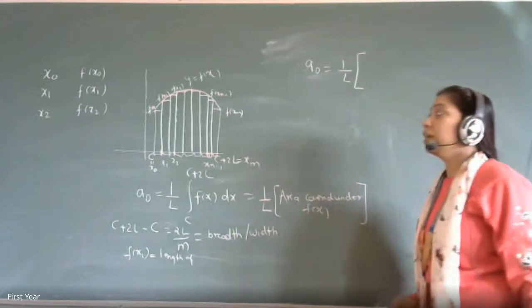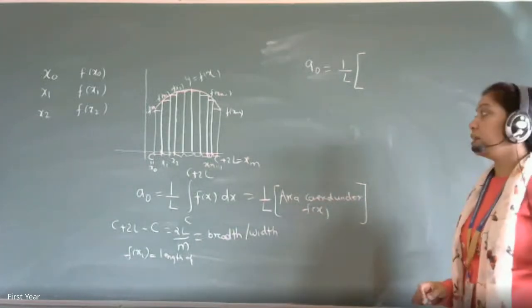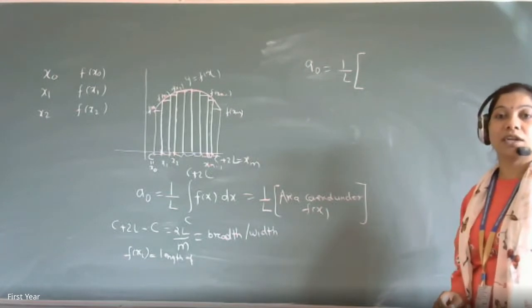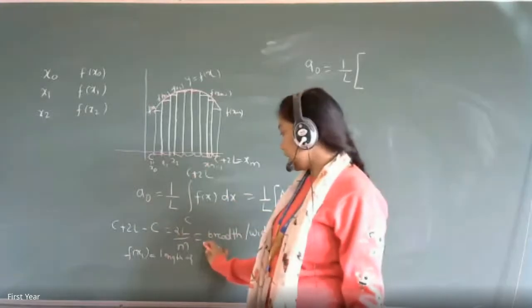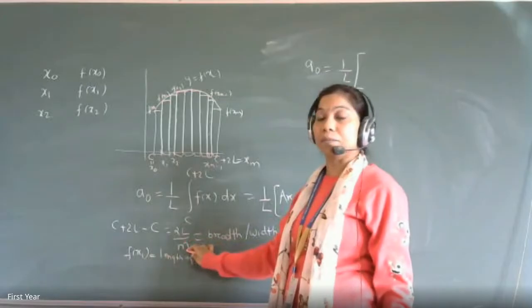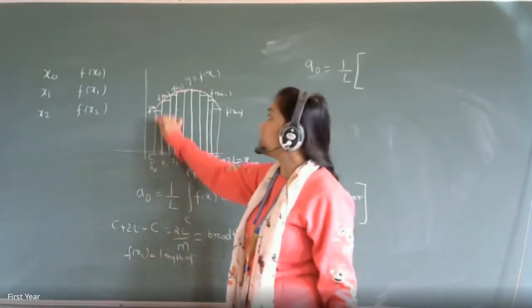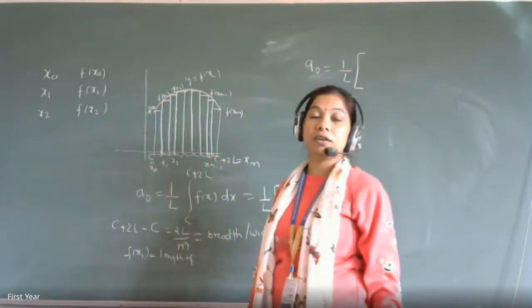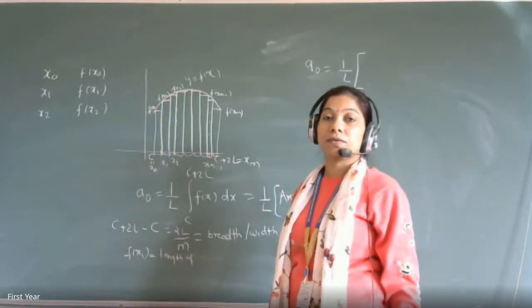Area of the rectangle is what? What is the area of a rectangle? Length into breadth. Everyone, correct na? Yes, ma'am. So length into breadth, for us, is 2l by m. And what is the length? Each corresponding f of x. Correct na?